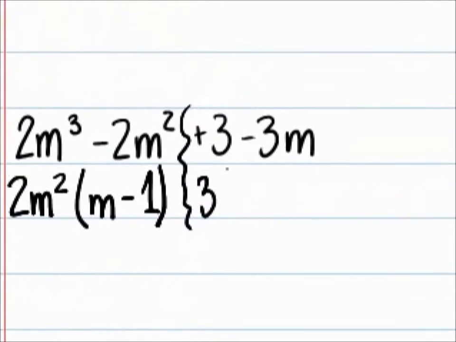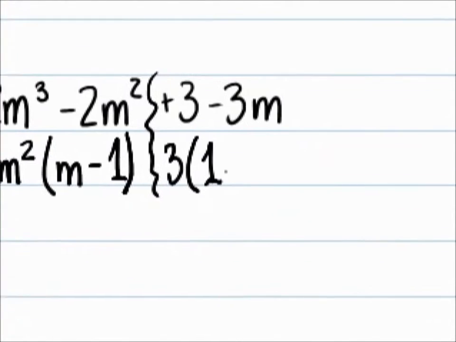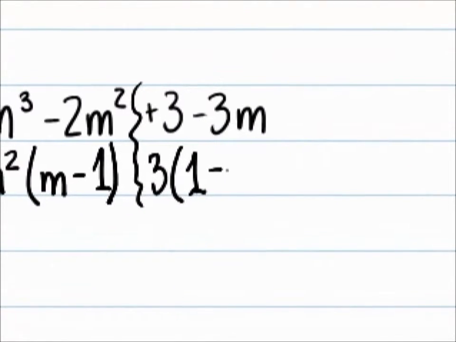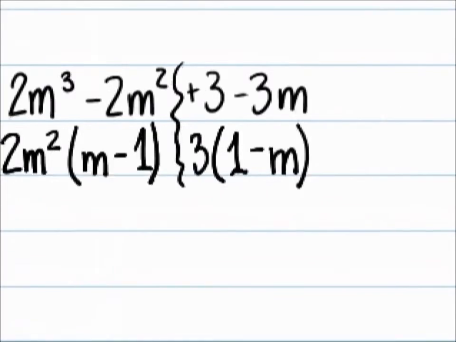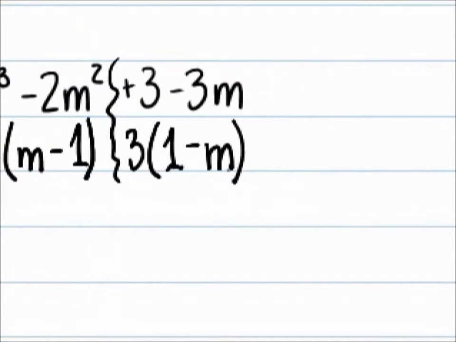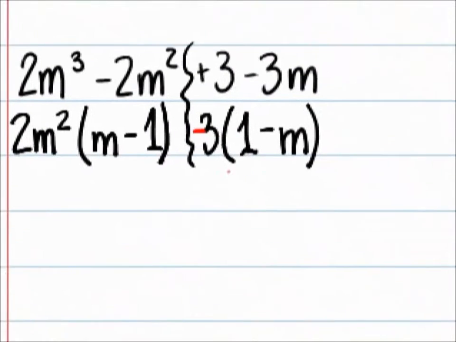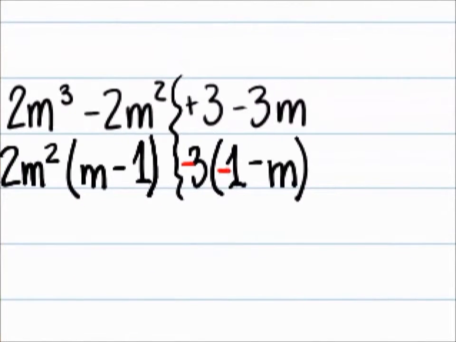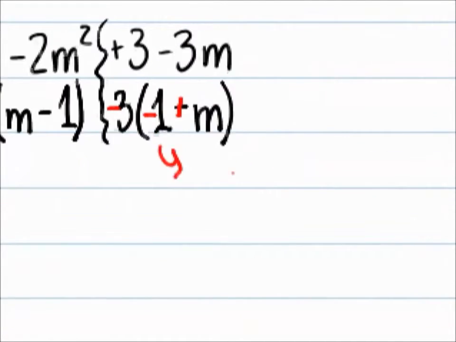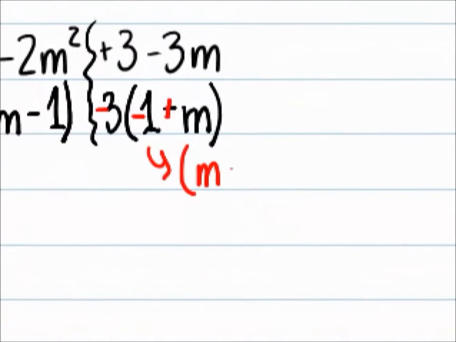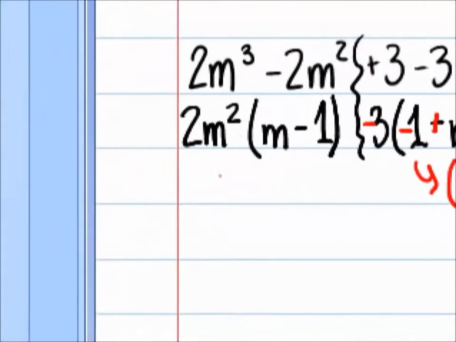And here we're going to have 3, 1, once again, 3 times 1 is 3, minus m. Uh-oh, these are not the same. So, what if we do the following? We make this 3 negative. So this would make the 1 negative, and this would be a plus sign. And this would be the same as m minus 1, which is the same as here.